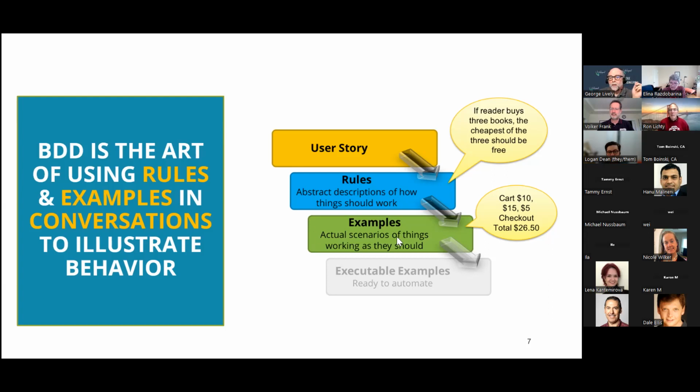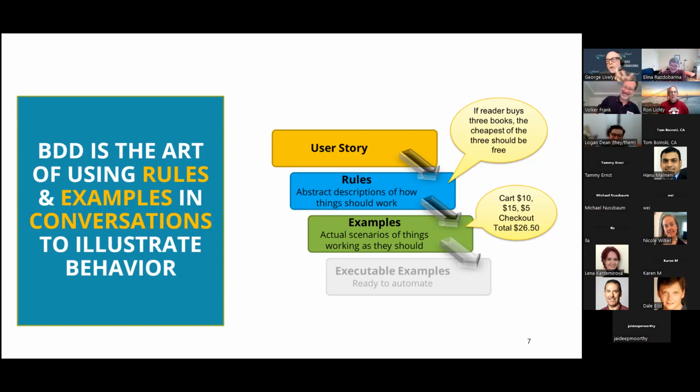And then an example is some sort of concrete, actual scenario of things working as they should, what the expected behavior is. And in this one, you can see that I have 3 books in my cart. One is $10, one's $15, and one's $5. And at checkout, the total should be $26.50. I'll pause here and say, does something look kind of funny about this example? Where do you mention the tax?